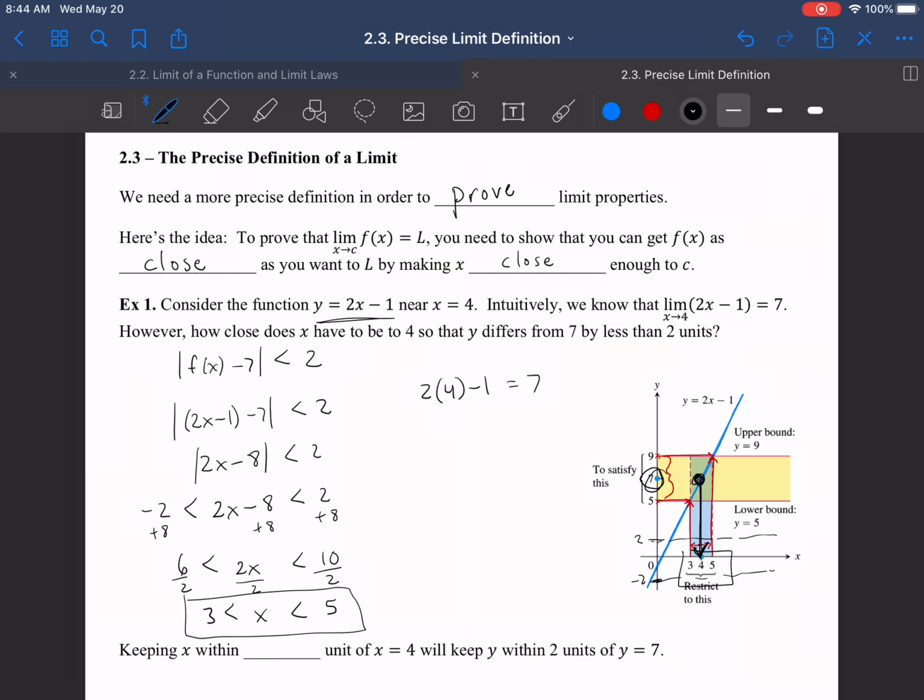We could also do something like, say, 2 times 3.5 minus 1. What's that going to equal? 2 times 3.5 is 7. 7 minus 1 is 6. 6 is right here, and that's within our range of 5 to 9. Okay, so values inside that range will keep us inside that range.